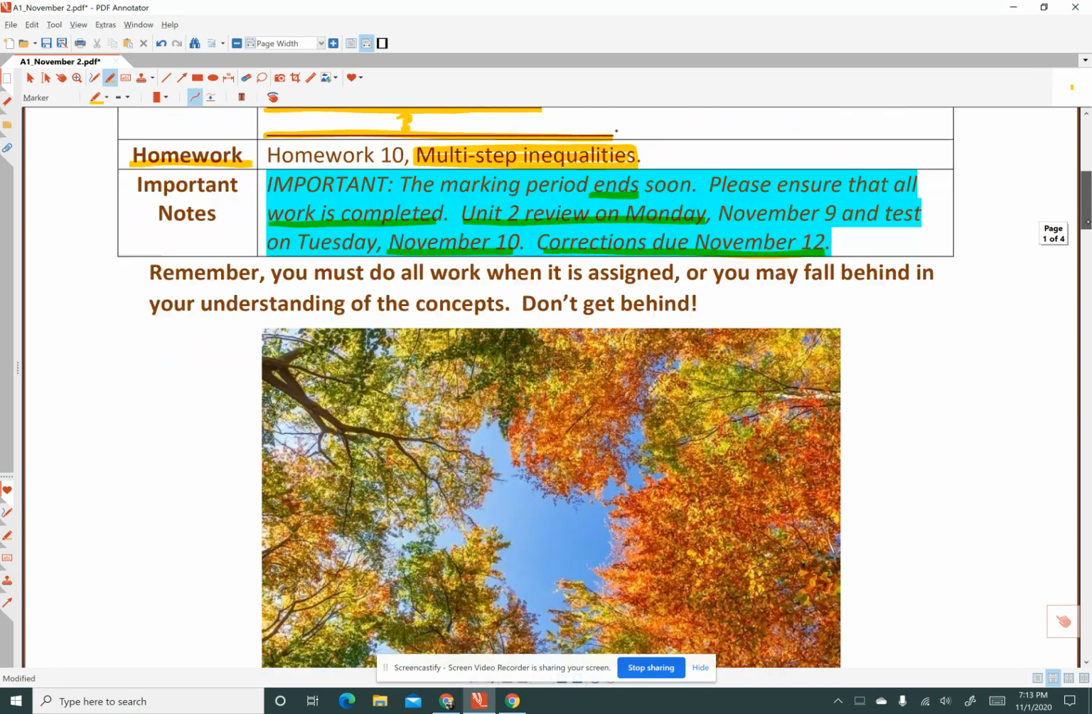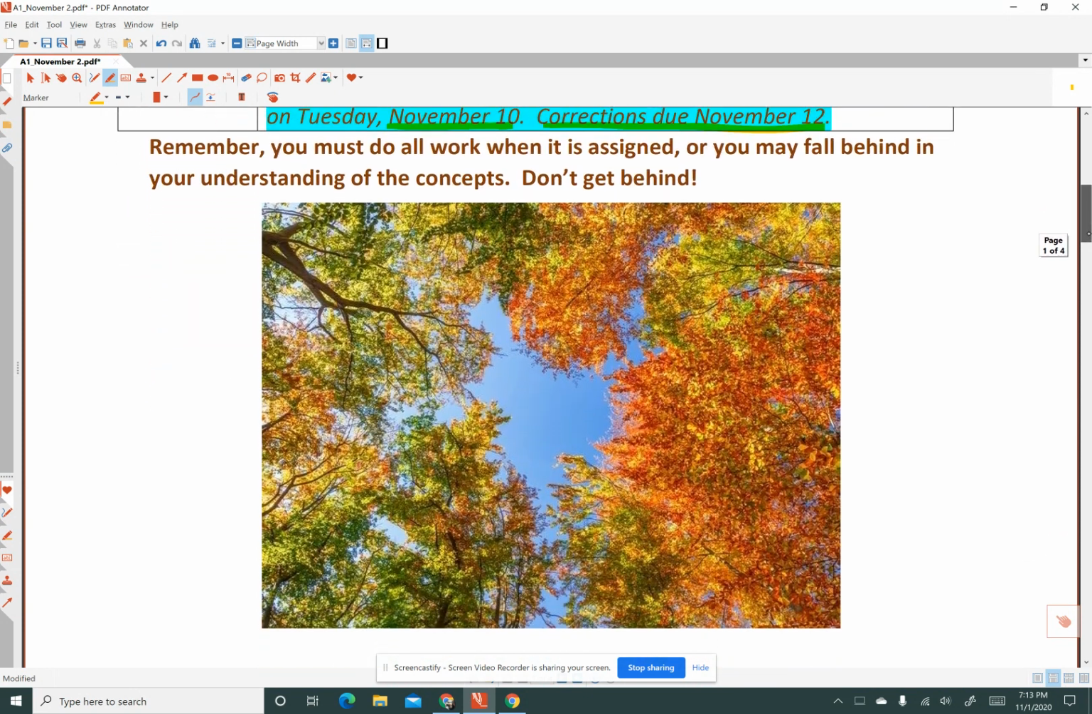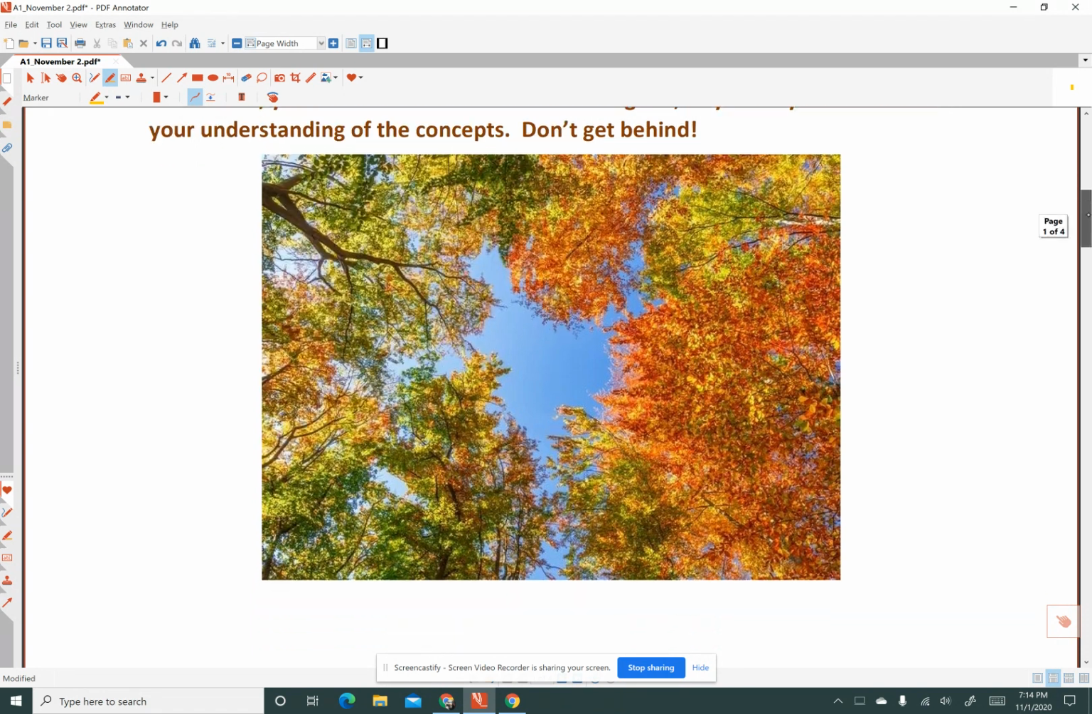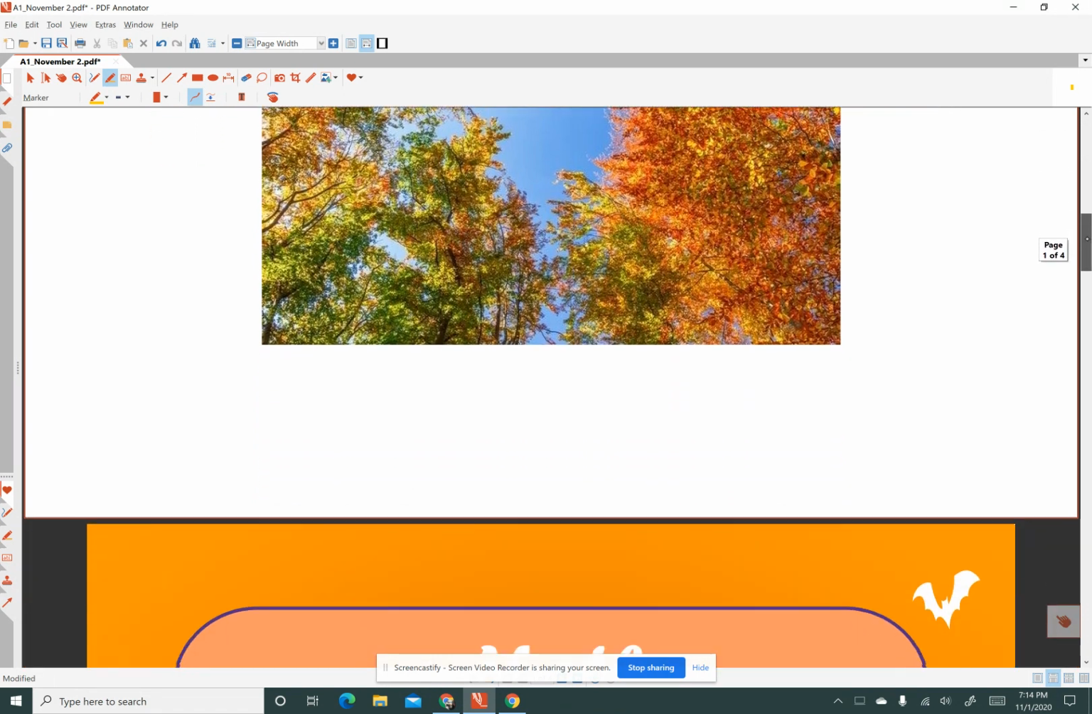Remember, do all your work when it is assigned, or you will miss the opportunity to build on what you know and you'll fall behind. So don't do that. Here's our beautiful fall picture looking up to the sky. And as you look up to the sky, stay centered, focused, and trust that you can learn this and you can learn this well. The more that you practice, the more you'll learn. Hopefully you realize you've learned a lot so far, even now.